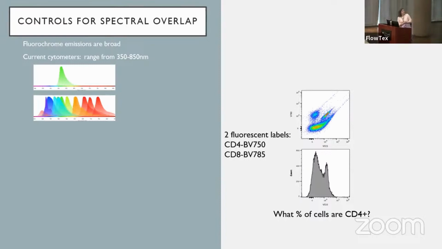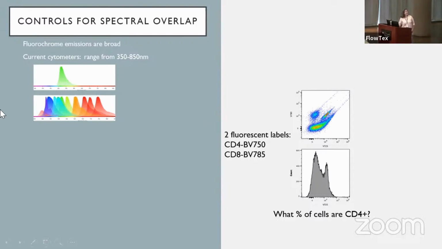All right, the second piece we're going to talk about are controls for spectral overlap. So if you had to name the number one thing that every biologist hates, okay, there's two. I think Peter hit on it. Math, you guys love math, right? And this is the Achilles heel of all flow cytometry, all of this spectral overlap.